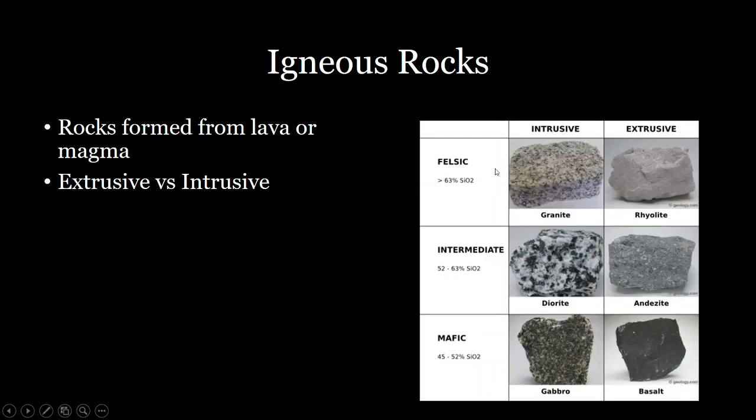And so we can categorize the rocks based off of how mafic or felsic they are, as well as how intrusive or extrusive they are. And so, for example, we can see here a granite is an intrusive felsic rock, but if it formed at the surface of the earth and cooled more quickly, then it forms rhyolite. And the same for mafic rocks. Gabbro forms slowly inside the Earth's interior, whereas basalt forms on the surface of the Earth.